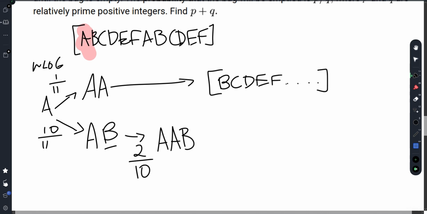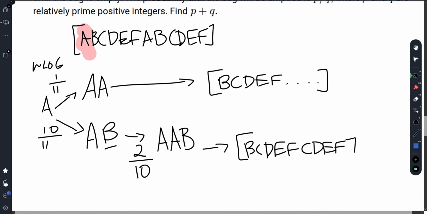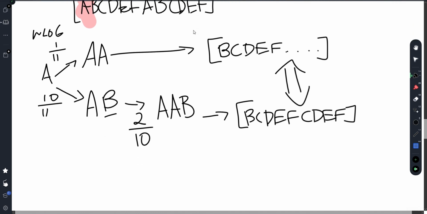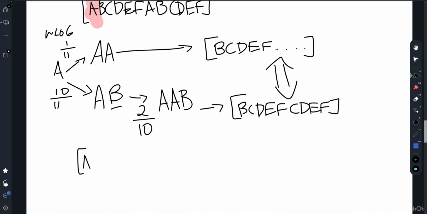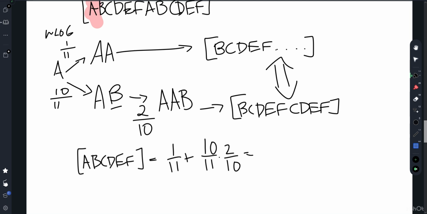If the remaining set after we choose this is BCDEF, but it's missing a B. And these two are actually the exact same, because at the start of each set we have to choose one letter to start with. So these two are the exact same. And so what we can see is that ABCDEF is equal to 1 over 11 plus 10 over 11 times 2 over 10, which is equal to 3 over 11 times BCDEF.